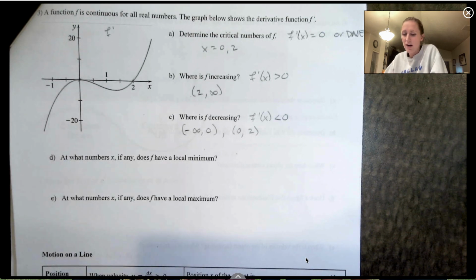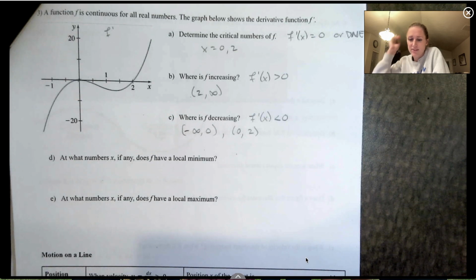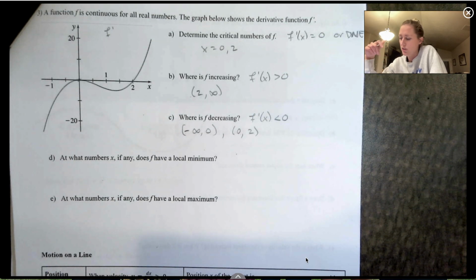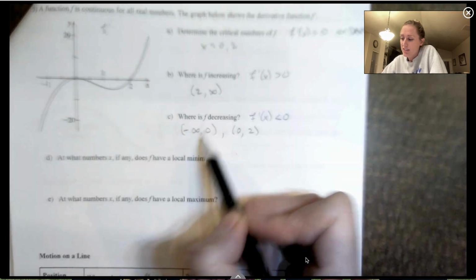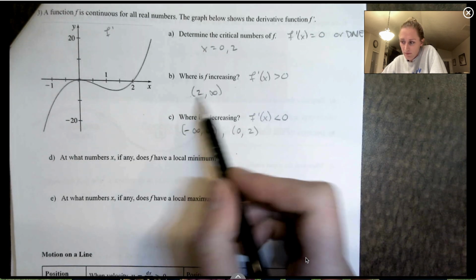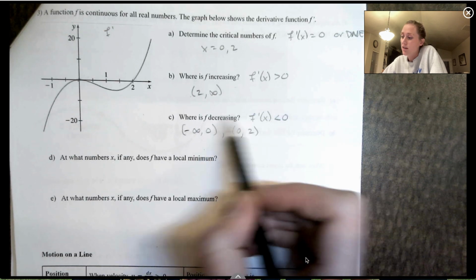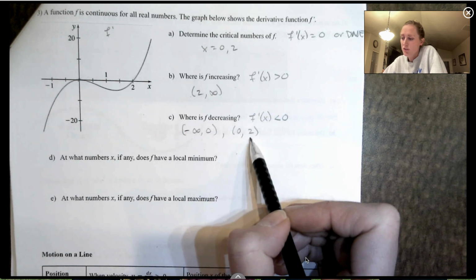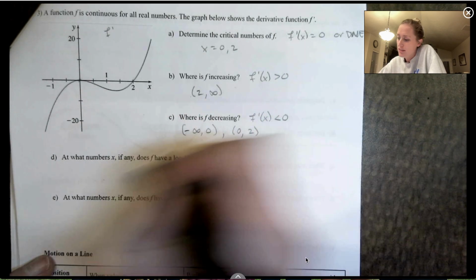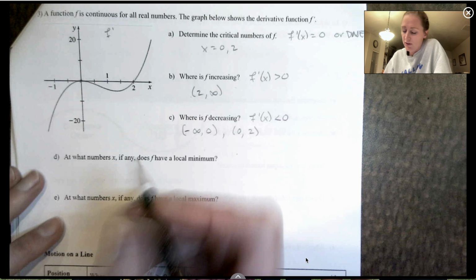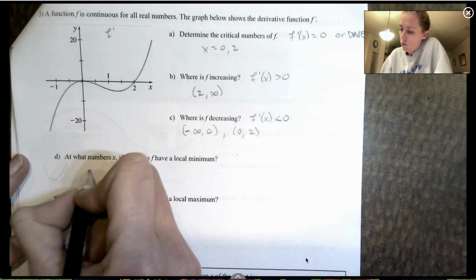Okay, where does it have a local minimum? So this is where we look for when it changes from increasing to decreasing. So it goes from decreasing to increasing. Sorry, I did that wrong. It's decreasing this whole time up to 2, and then it switches to increasing at 2. So if it goes from decreasing to increasing, that means we have a local min. Decreasing to increasing is going to look like that. So I have a local min.